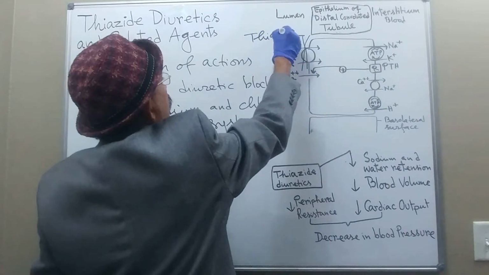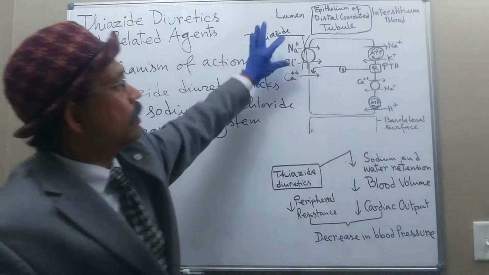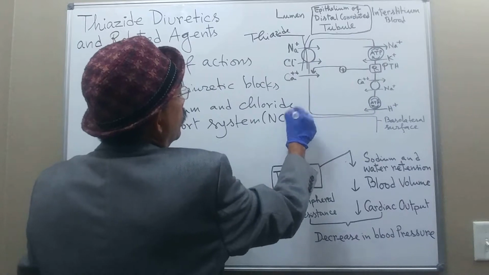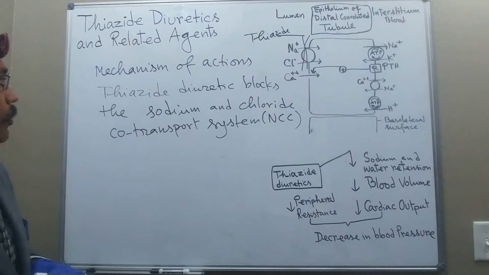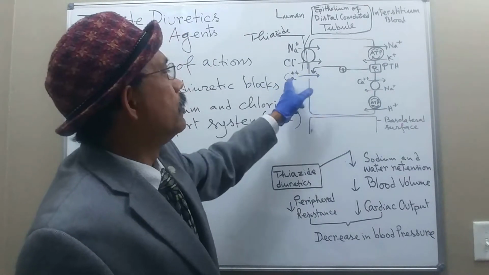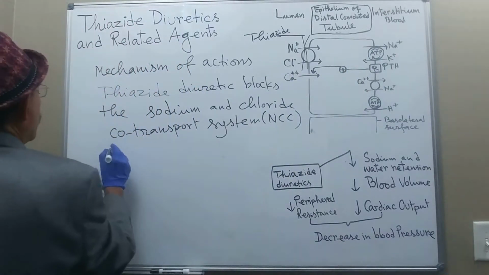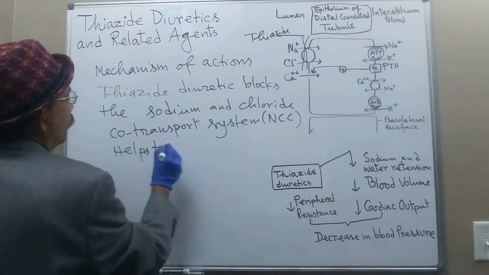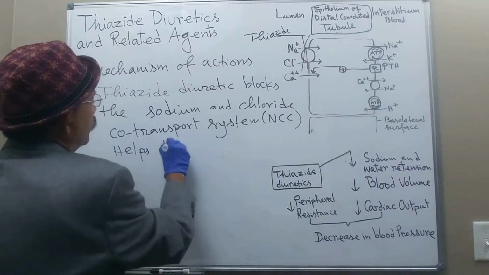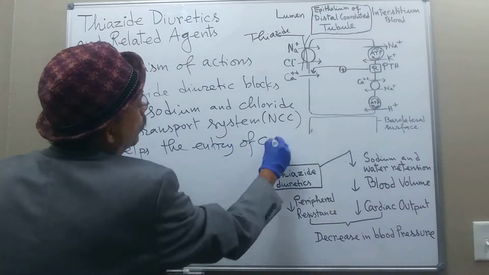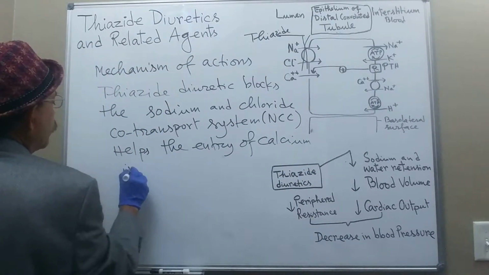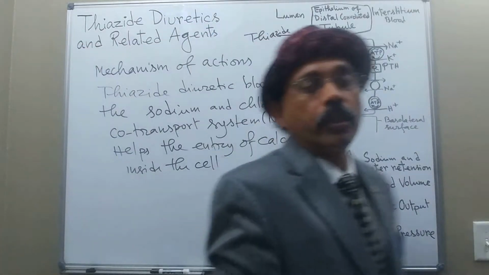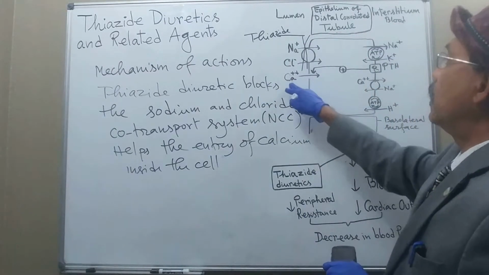Thiazide and related agents block the sodium chloride co-transport system, also called NCC. Sodium and chloride co-transport is blocked, but thiazide helps the entry of calcium inside the cell. Cell means the distal convoluted tubular epithelial cell. So calcium is getting in.